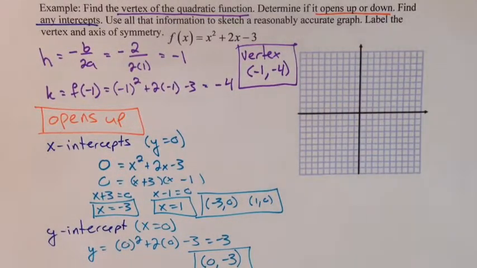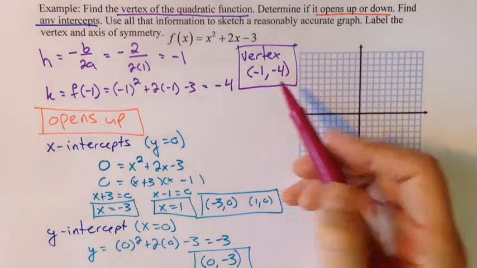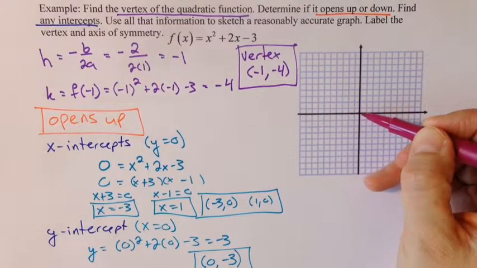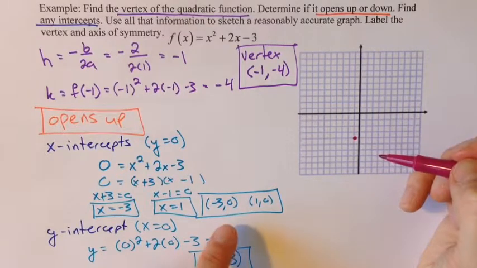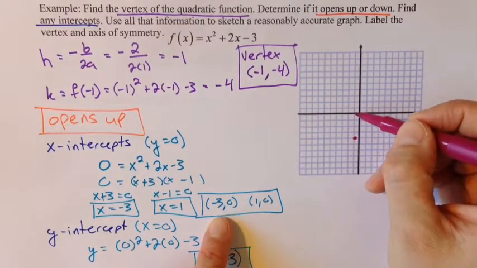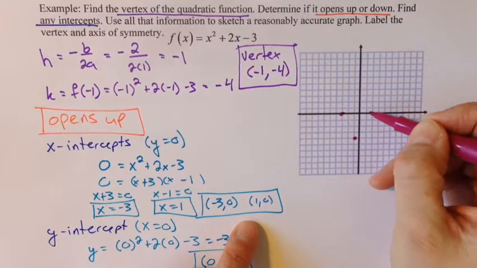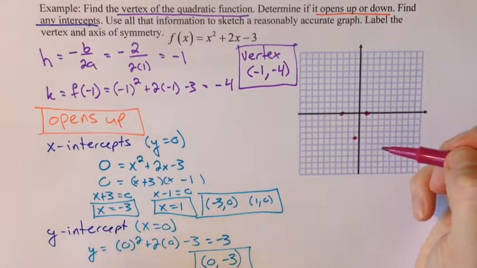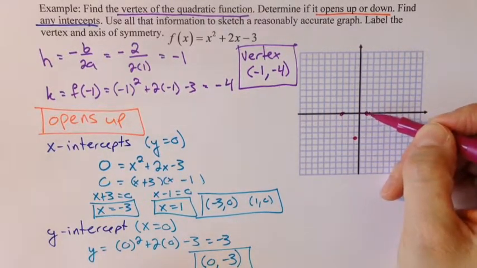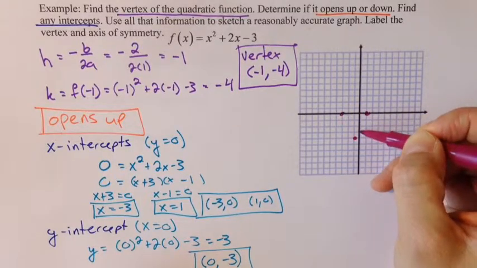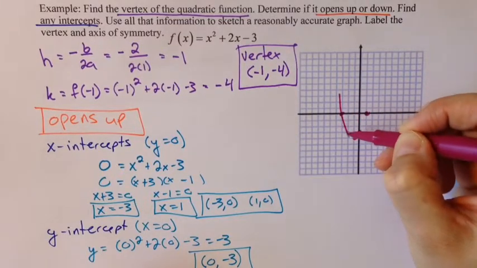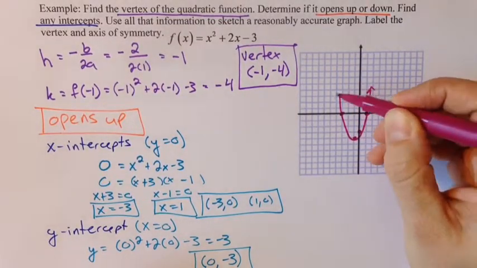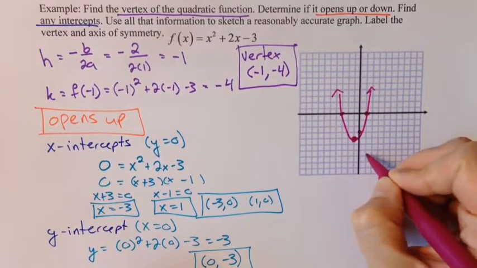Finally, we'll use all this information to sketch a reasonably accurate graph. Now the vertex happens at (-1, -4). I'm going to go over 1, down 1, 2, 3, 4. I know I have two x-intercepts where x is negative 3 and also where x is 1. And then I have a y-intercept where x is 0 and y is negative 3. So this gives me plenty of points to connect up to draw my parabola. There it is.